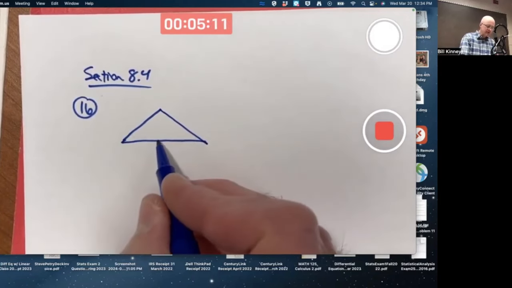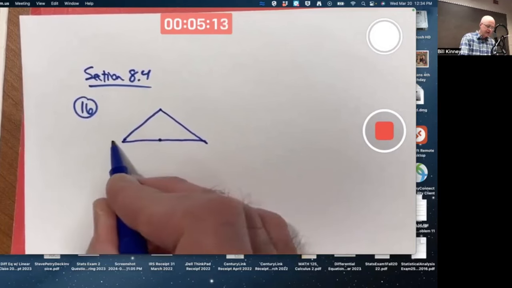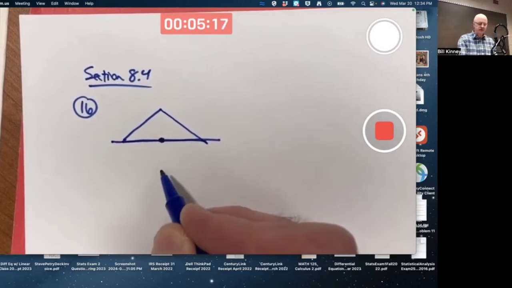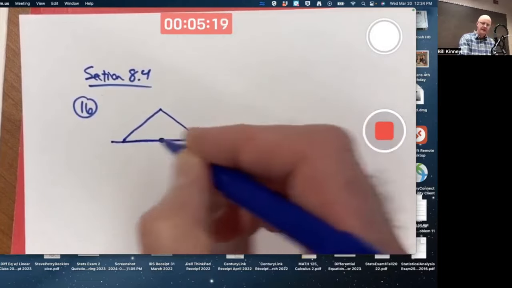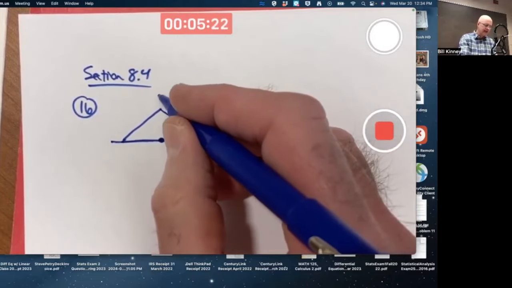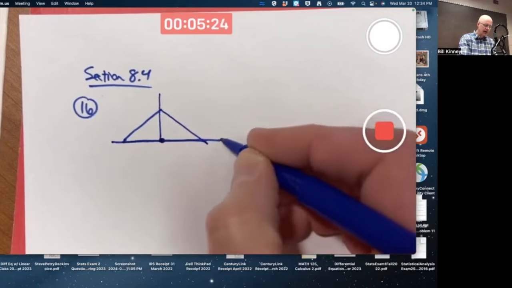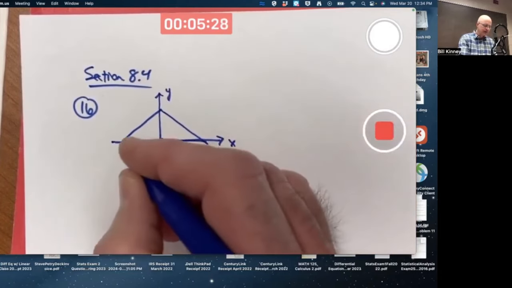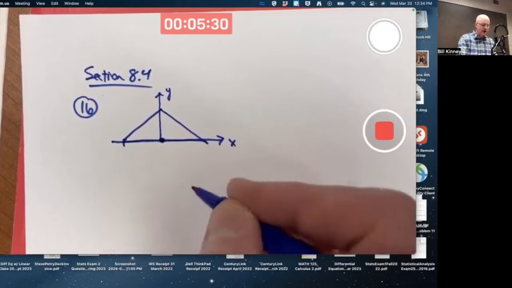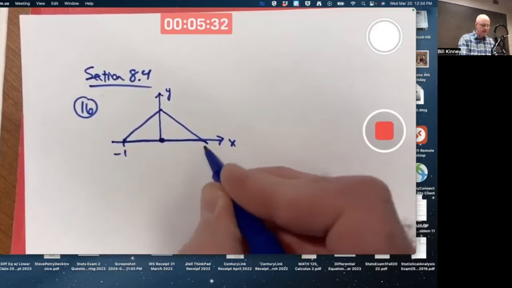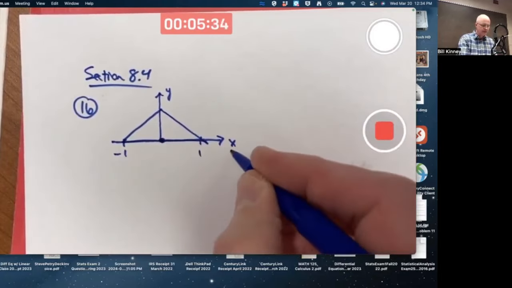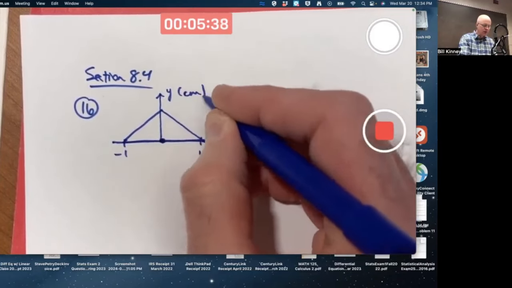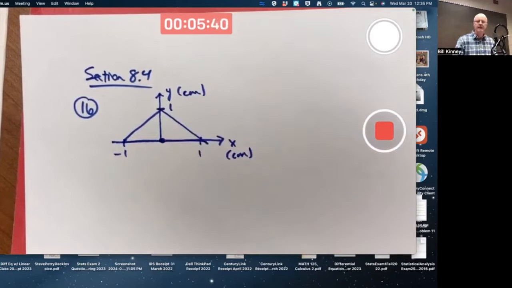It probably is most convenient to choose your coordinate system to have the midpoint of the base at the origin, the base along the x-axis, and the height along the y-axis. So there's our x-axis, there's our y-axis. I made the base of the triangle 2 centimeters, so this would be -1 and this would be +1. Both x and y are in centimeters. And I said the height was 1 centimeter, so this would be y = 1 right there.